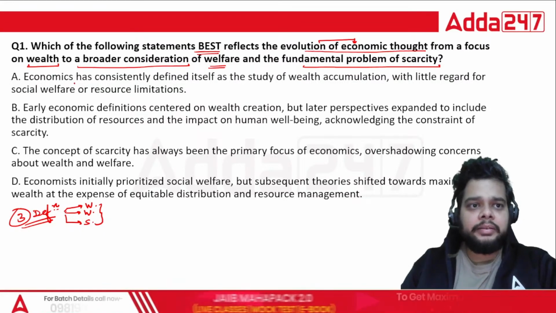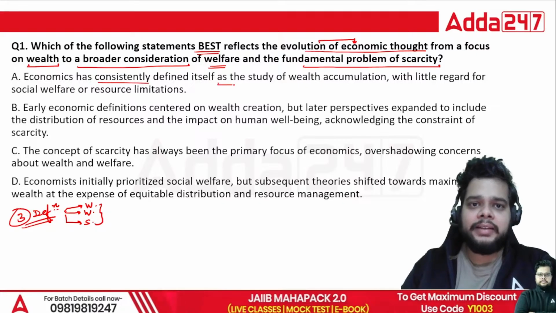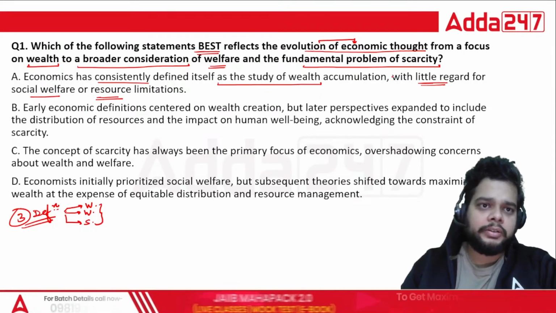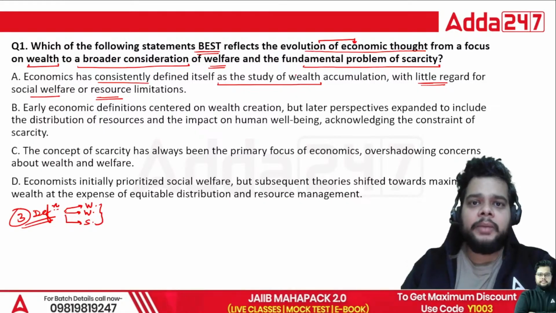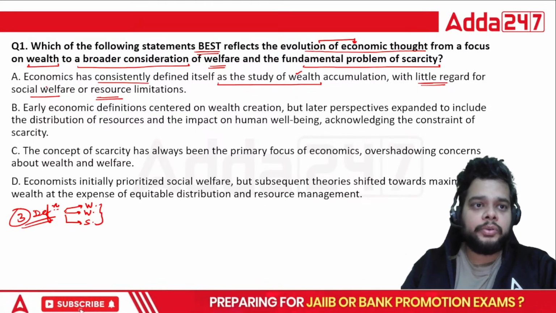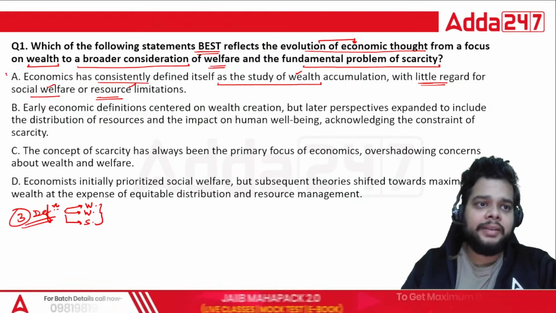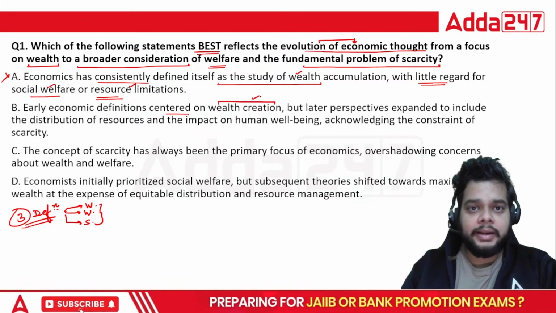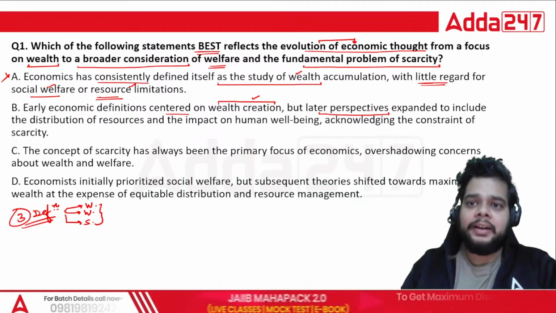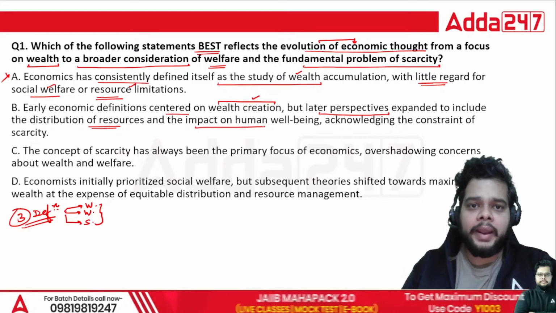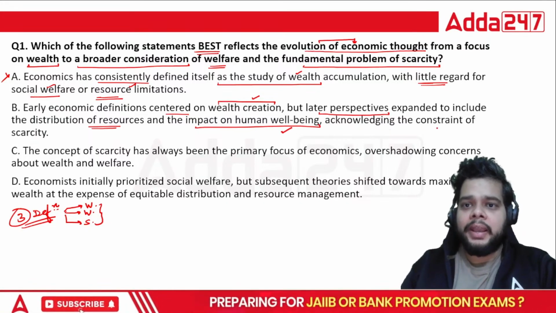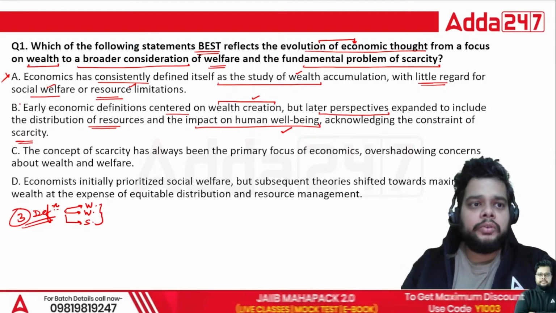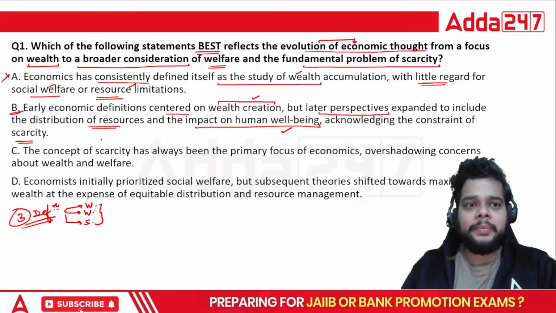Statement A states economics has consistently defined itself as a study of wealth accumulation with little regard for social welfare or resource limitation. Now this is a wrong statement, right? Because it is not only about wealth accumulation, but it is also about social welfare as well as limited resources. So A is wrong. B: Early economic definitions centered on wealth creation, that is correct. But later on, perspectives expanded to include the distribution of resources and the impact on human well-being, which we have also seen, acknowledging the constraint of scarcity. So scarcity is also there in the resources, that we know. So till now, B is the most apt or the best description.